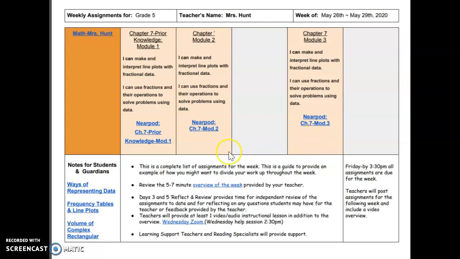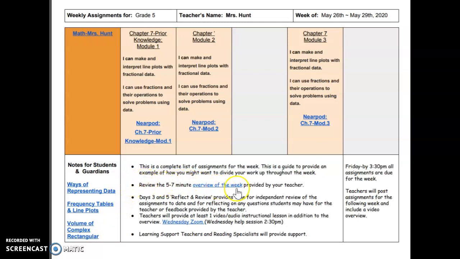Over here, if you're finding you need a little extra support, I have 2 links to Khan Academy, ways of representing data here, and frequency tables and line plots is here. They're 2 different videos from Sal. He does, I love him. He does a great job explaining things and visualizing it for you. And I also left the complex rectangular figures down here for finding the volume in case you still want to brush up on that. Okay.